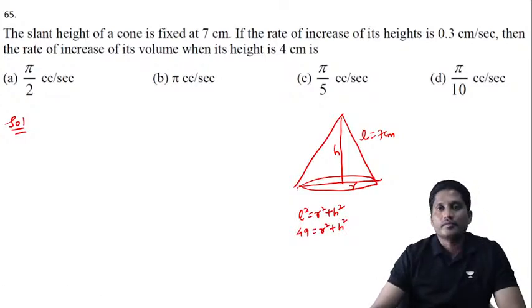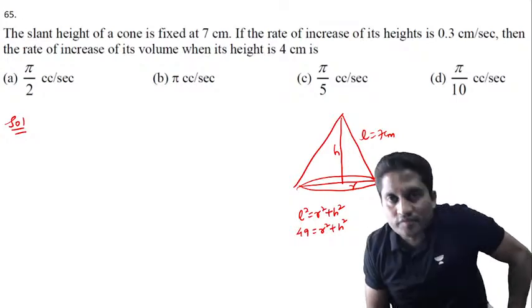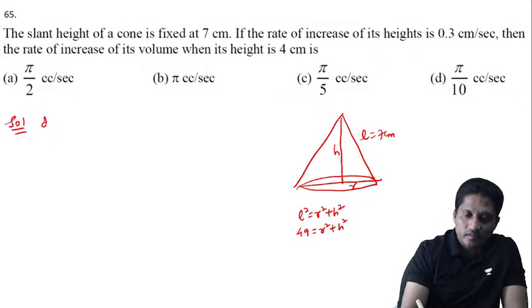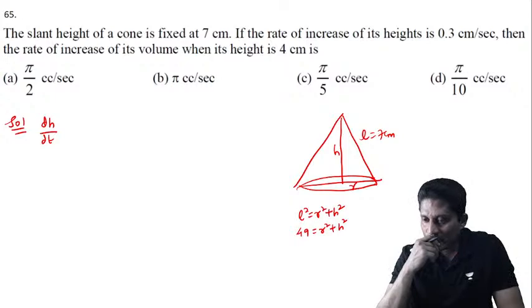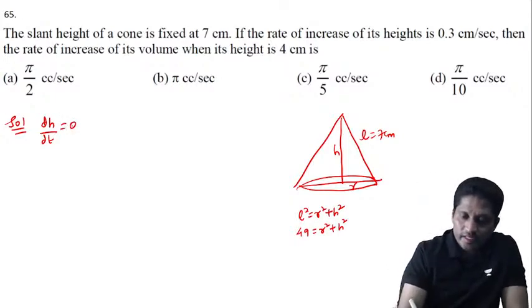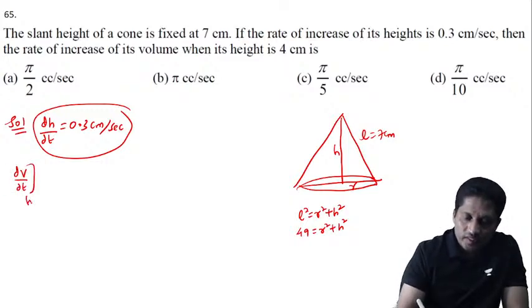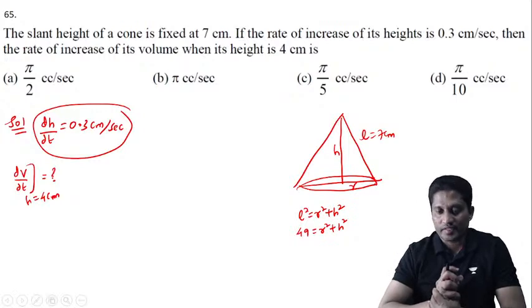Alright, now the rate of increase of its height is 0.3 centimeter per second. Rate of change of height, dh by dt, is 0.3 centimeter per second. That is given in the question. Then I should find out the rate of increase of its volume, dV by dt, when the height is 4 centimeter. So I want a result completely in terms of h, right?